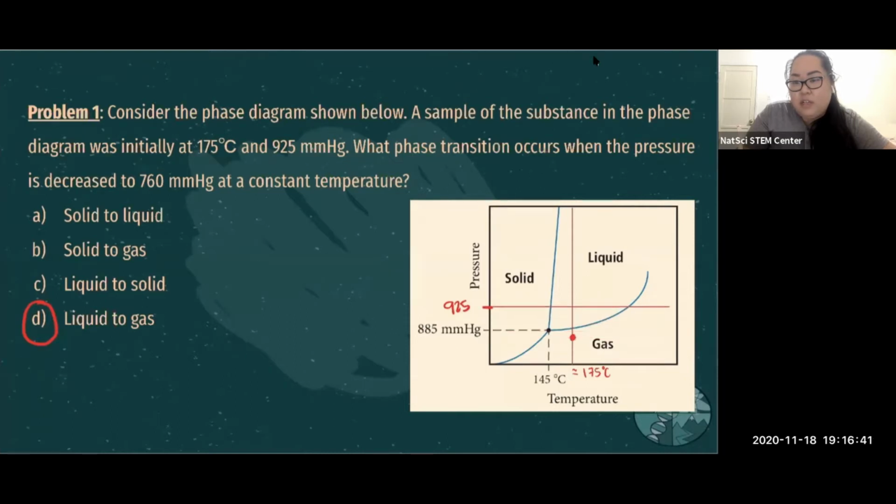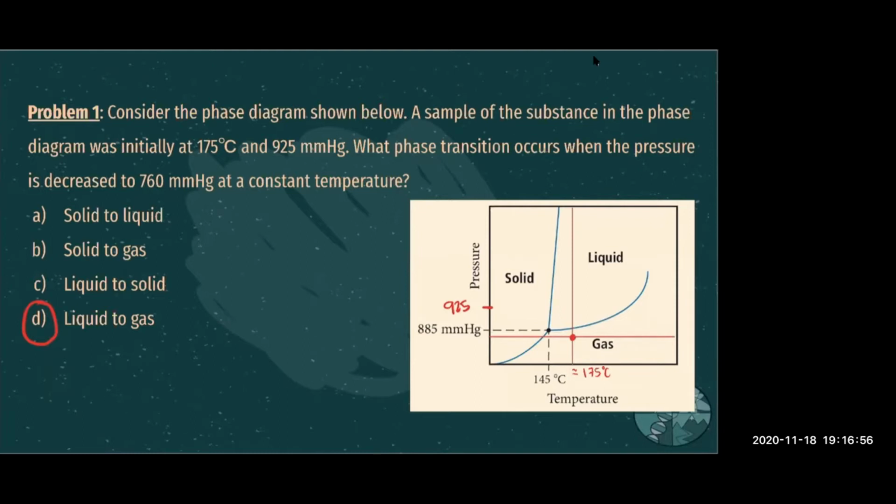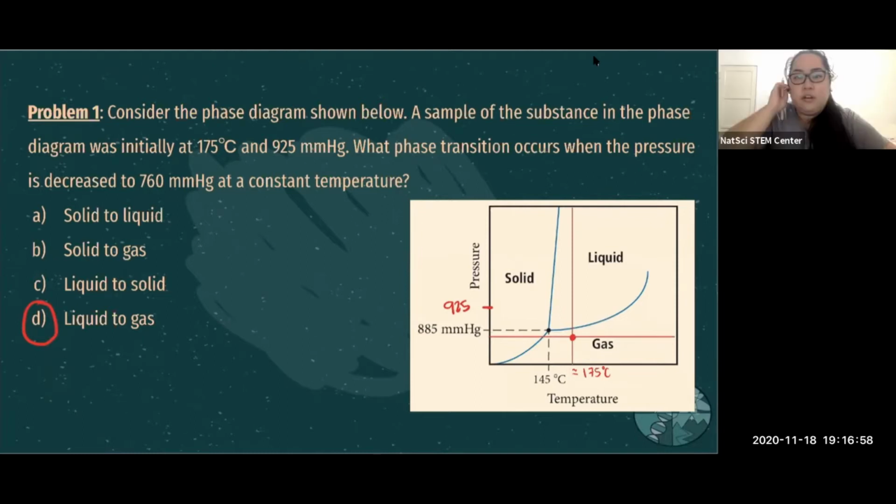So you go from a liquid to a gas, because originally you were a liquid. So now you have liquid to gas, and D is your answer. So if you guys got D, then that's right. Did you guys get anything differently or no? You guys are all good. Okay. Question.